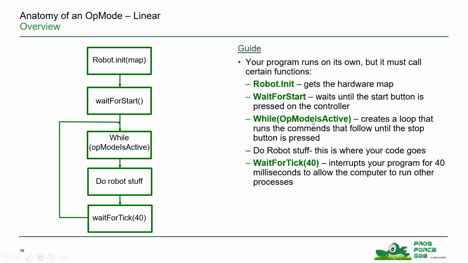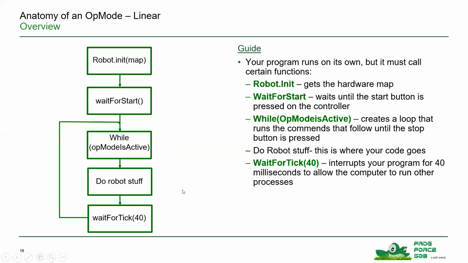Next is while op mode is active, and this means it's going to keep looping while the op mode is active. So if you wanted to do a loop in the linear op mode, in autonomous, you don't always want to do this. Then you would do the robot stuff, and then you would wait for tick. This isn't as necessary anymore, but it allows the computer to run other processes. That's why this isn't really used in teleop most of the time. You would normally just have while op mode is active and then do robot stuff.